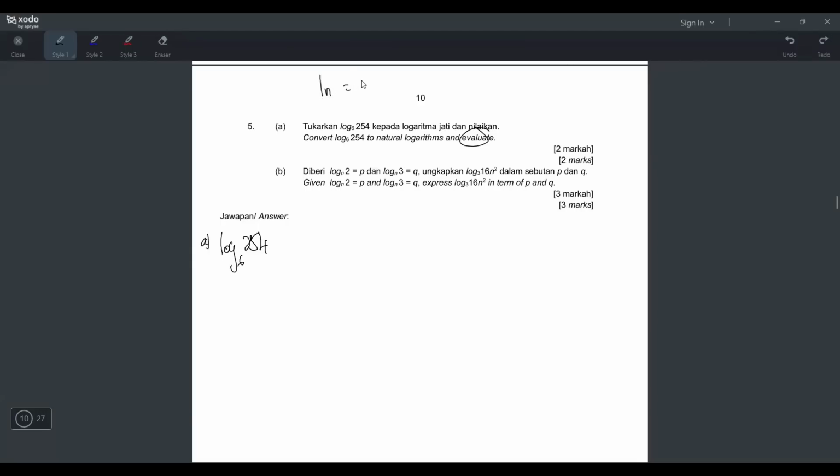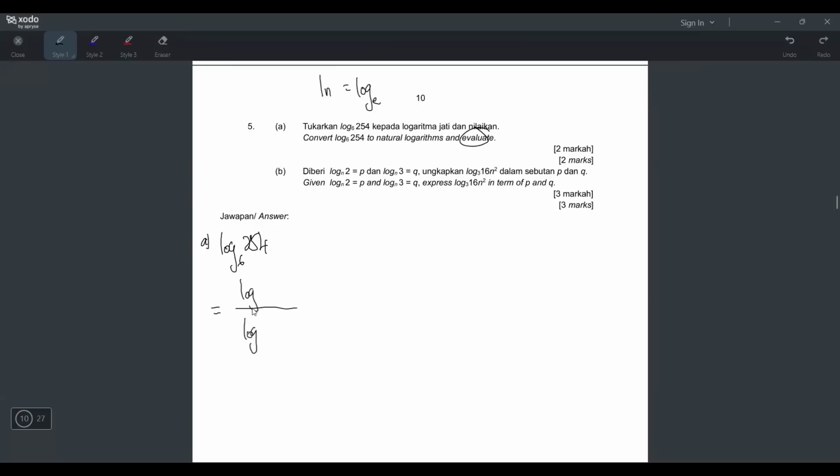So ln, what's the meaning? Log base e. And e is a number. Okay, e is a number like 2.7 something, right? But what they want you to do is convert this to natural log and evaluate the answer. So let's follow what they want. How to convert to natural log? Just change to log base e, right?